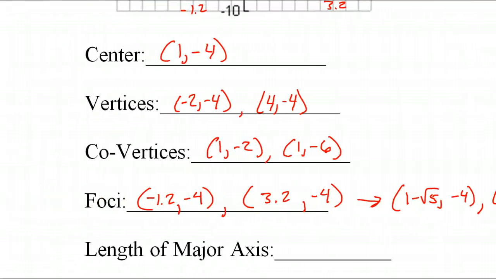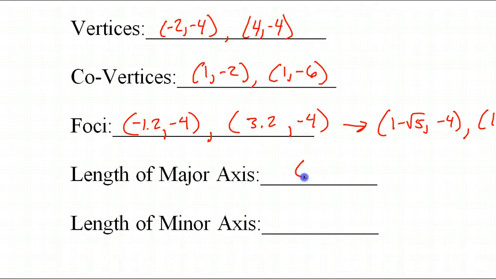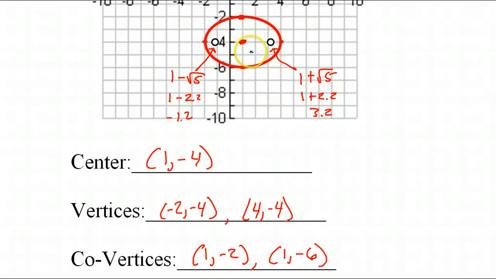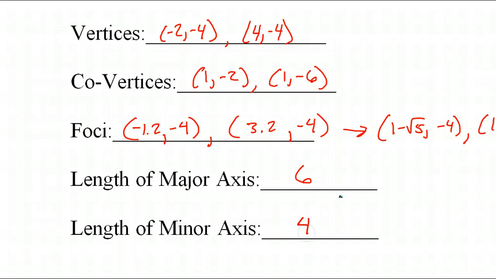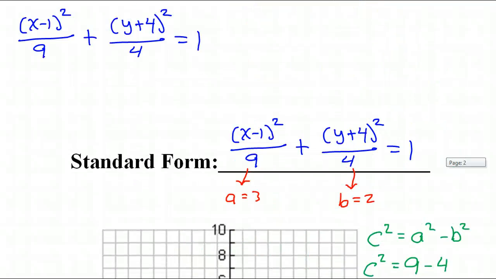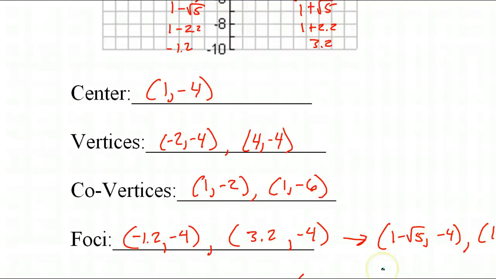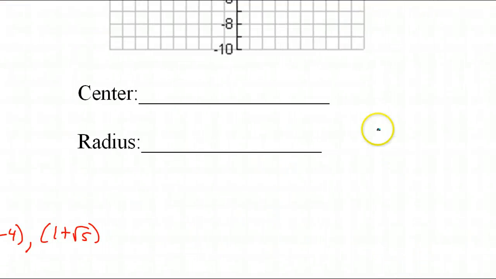Now, length of the major axis. The major axis is the long way across from one vertex to another. Remember, this is 1, 2, 3, 1, 2, 3, total of 6. So the major axis is 6. The minor axis is 4, the short way across. Okay, I think that's all there is to that one. Alright, let's slide over and do the next one.